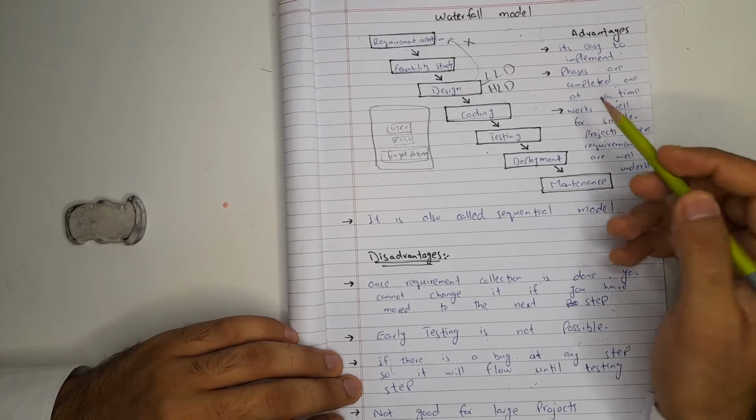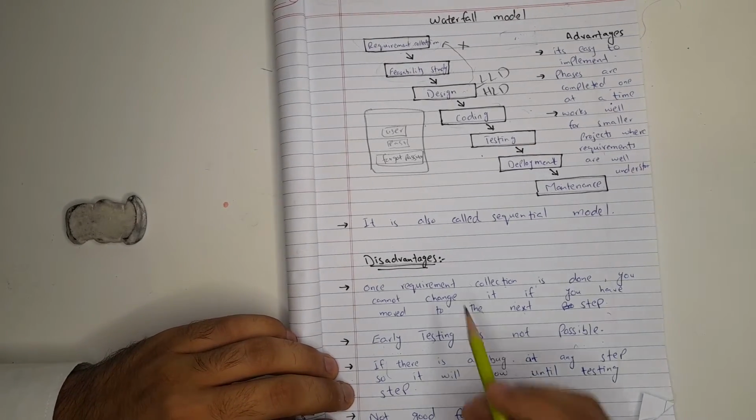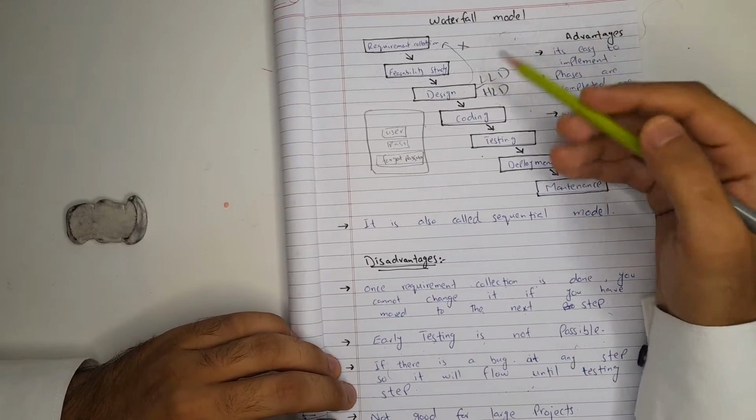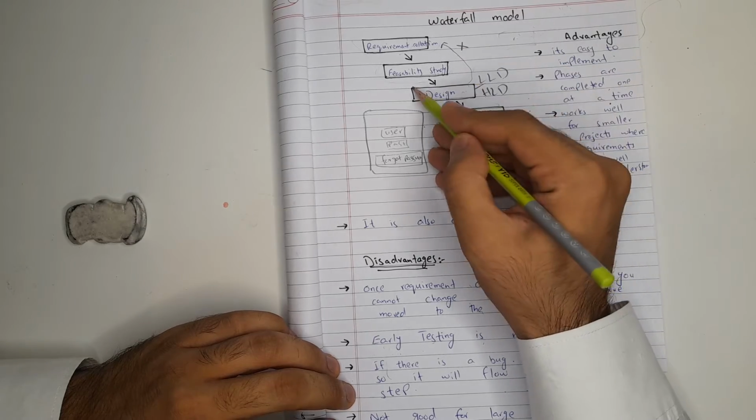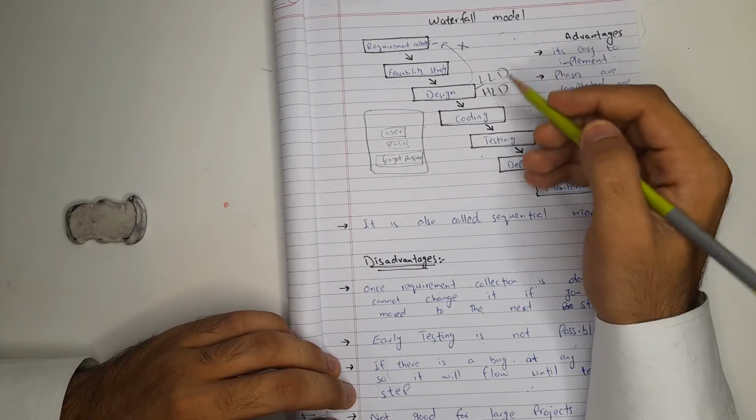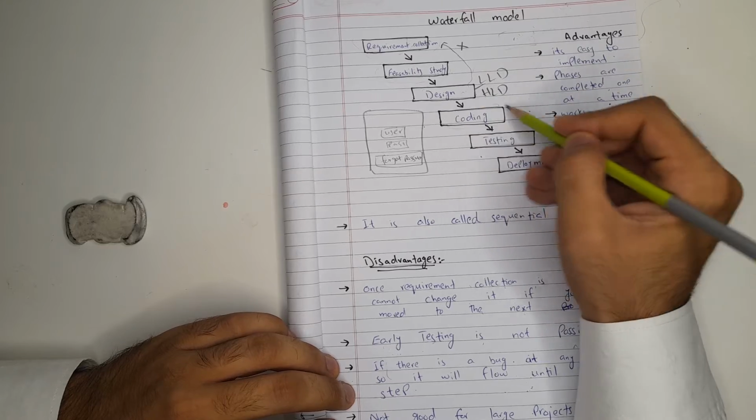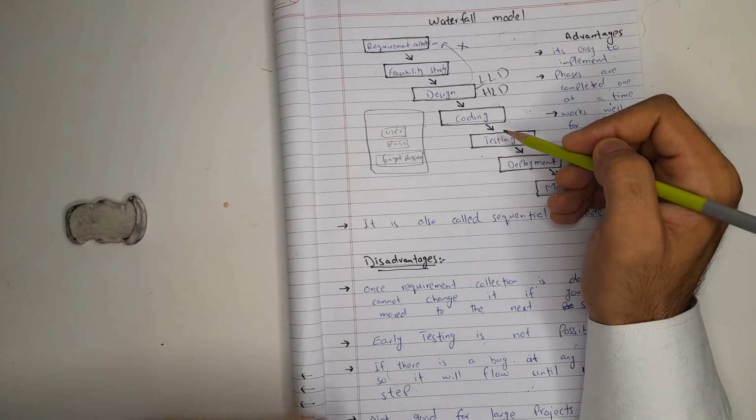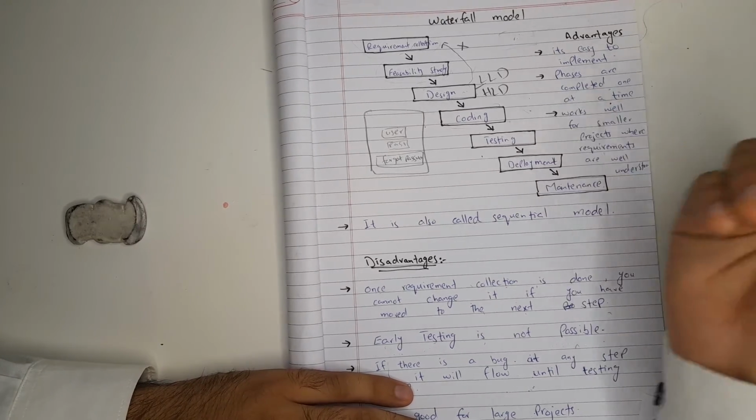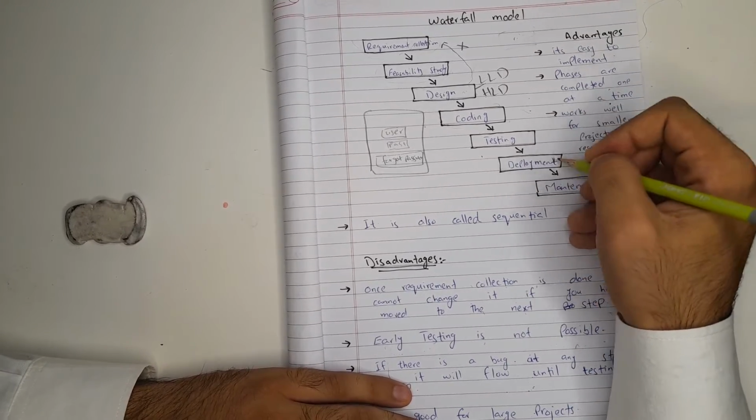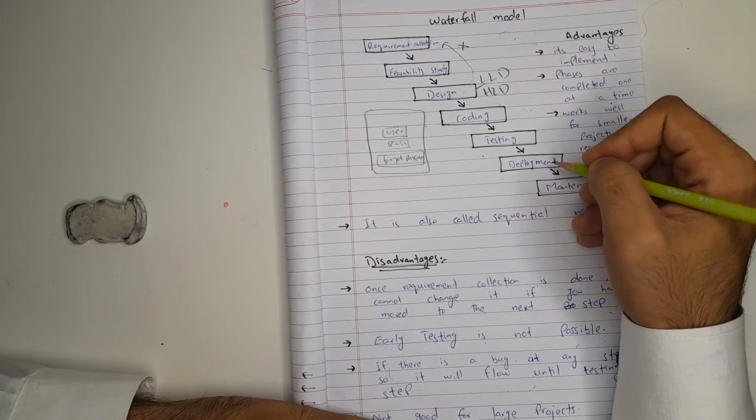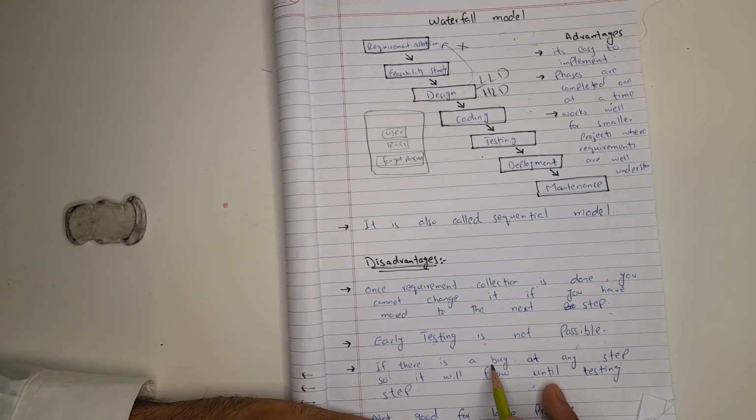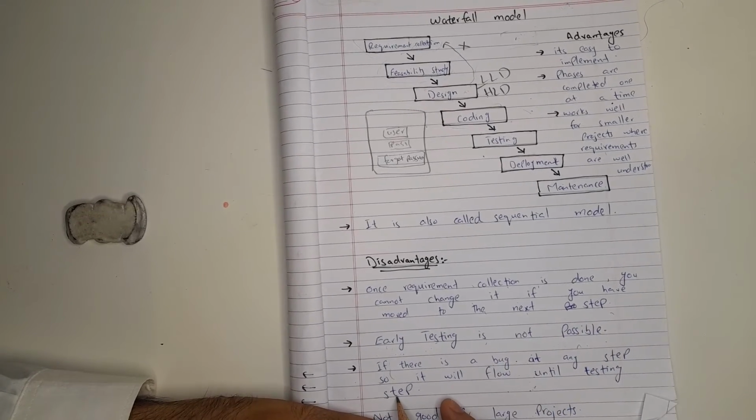The third big disadvantage is that if there is a bug at any step, it will flow until the testing step. Let's say there is a bug in the design phase, okay, and you go to the coding, you go to the testing, and let's say that bug has not been discovered in the testing phase, fortunately or unfortunately. So when it goes to the deployment, there is a bug in the system.